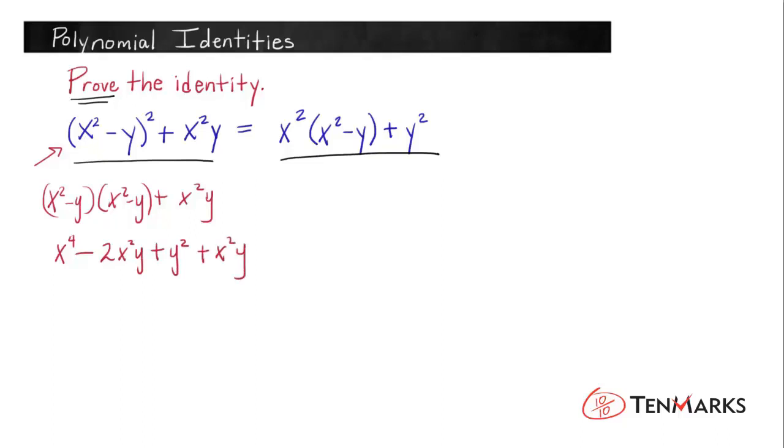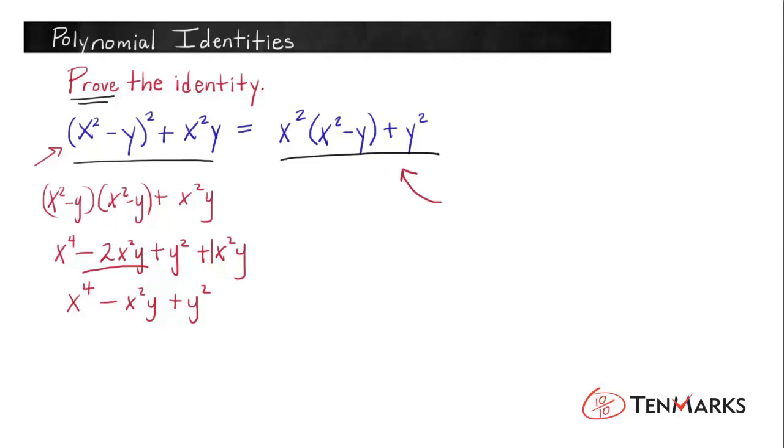Now we have like terms here. We've got minus 2x squared y plus 1x squared y, so that's going to simplify to x to the fourth minus x squared y plus y squared. At this point, it's a good idea to look back and see where it is we're trying to get to. And we're trying to get to x squared times x squared minus y plus y squared, what we see over here on the right-hand side.